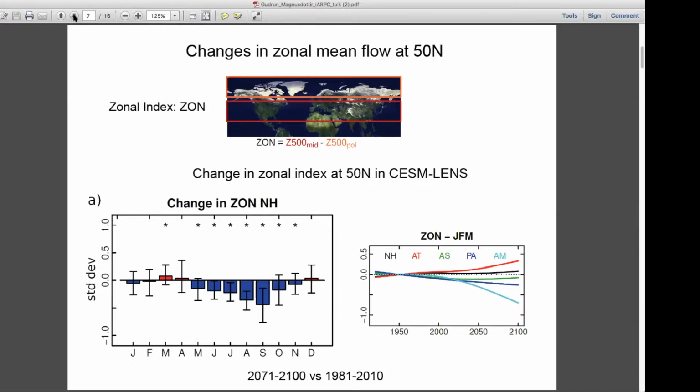However, if you look at sectors, this is for the zonal mean on the left-hand side. What's shown on the right-hand side is the evolution of the zonal index in different sectors. In black is the Northern Hemisphere, which we show on the left, and then we show the Atlantic sector, in 90-degree longitude sectors: Atlantic, Asia, Pacific, and the North American continent. As you can see, the American continent stands out in that there is a negative zonal index there in the wintertime, whereas the others are close to zero and even slightly positive in the Atlantic.